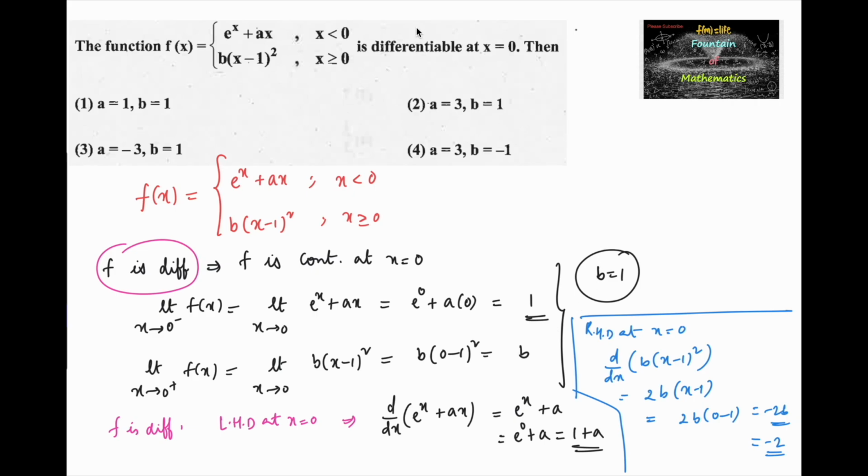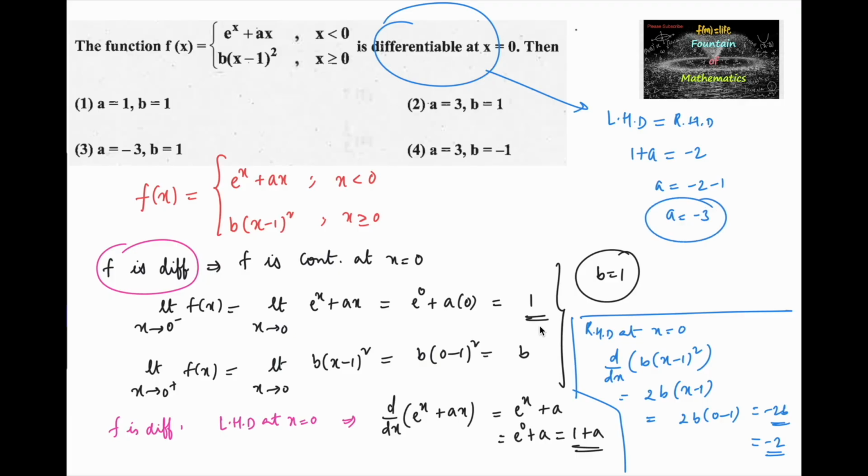Since the function is differentiable, we can write left hand derivative is equal to right hand derivative, that is 1 plus a is equal to minus 2, so a is equal to minus 2 minus 1, so a value is minus 3. So the value of a is minus 3 and value of b is 1, which is our option 3. Option 3 is the answer.